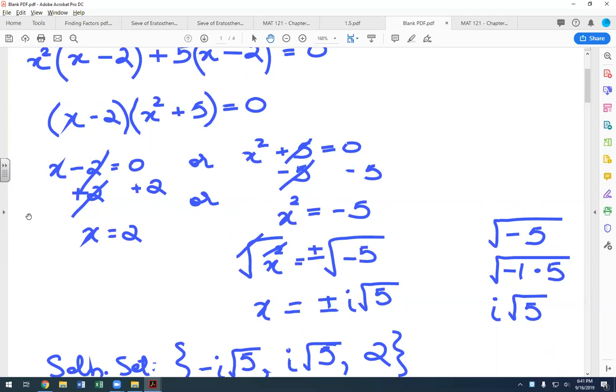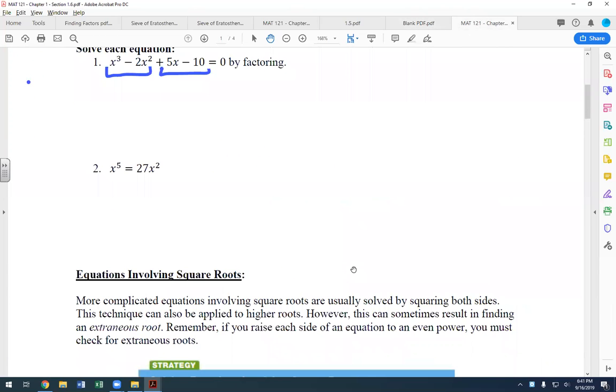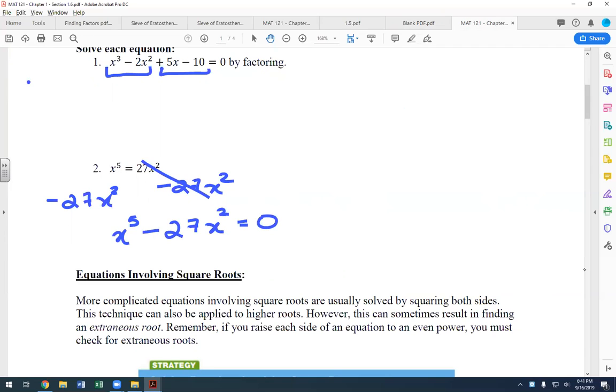Okay, let's look at our next example. Now, what do you think should be the first part that we need to do here to solve number 2? Yeah, very nice. Get them on the same side. So I would actually go ahead and subtract that 27x squared and move it over to the x to the 5th, so that you will have x to the 5th minus 27x squared equals 0.